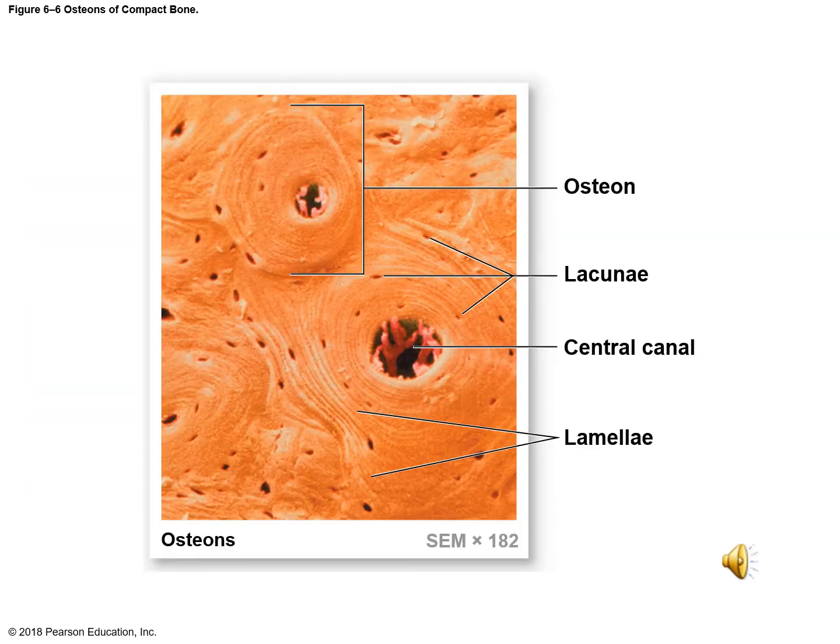This is a picture of the osteons showing a number of osteons. These are the major functional unit of the compact bone, and we will discuss their structure next.